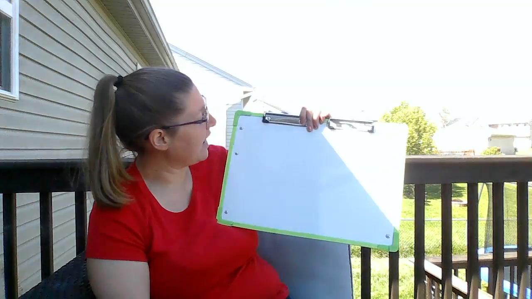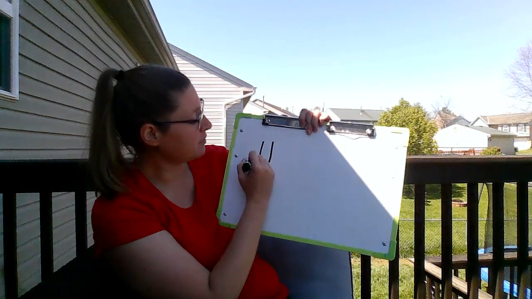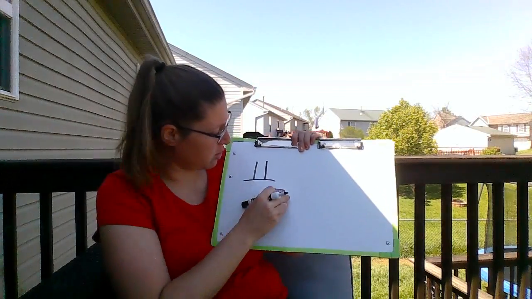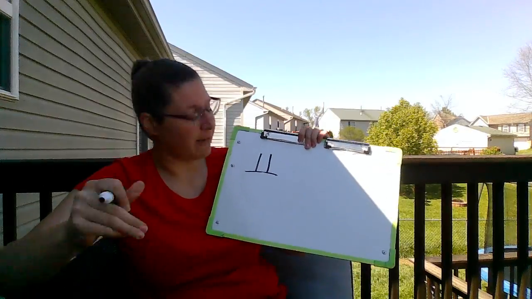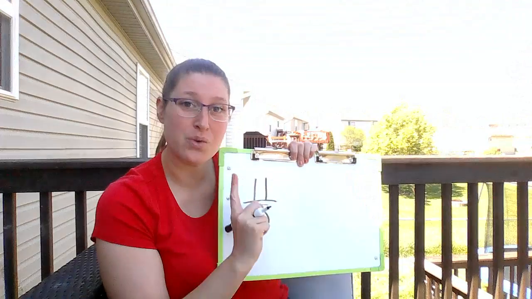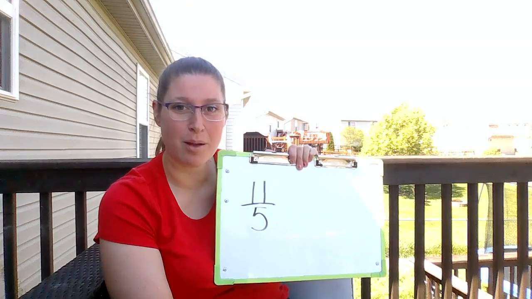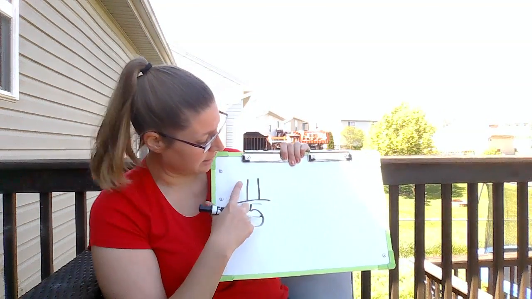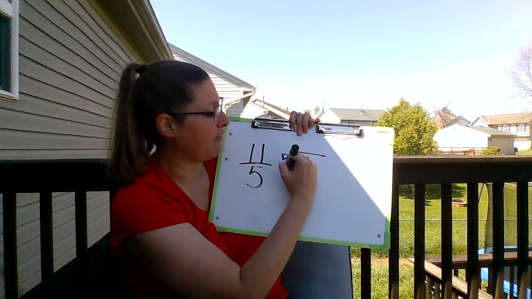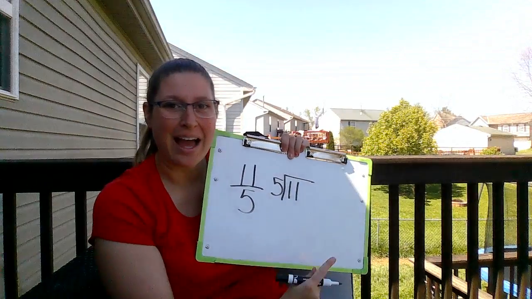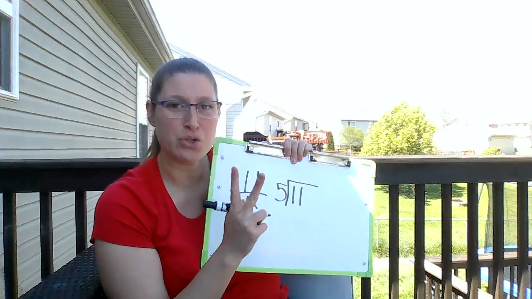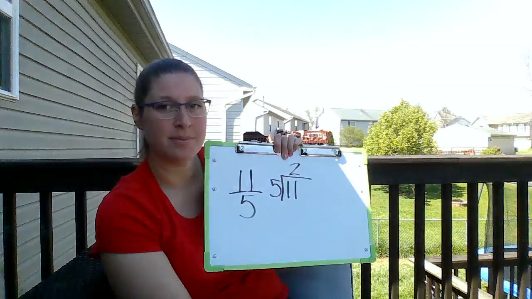So let's say I have 11 fourths. Oh, we just did fourths. Let's do 11 fifths. Okay, so if you want to, hit pause and see if you can figure out this problem. So this is 11 divided by 5. I need to ask myself, how many times can I take 5 out of 11? And I can take it out 2 times. So 2 is my quotient.